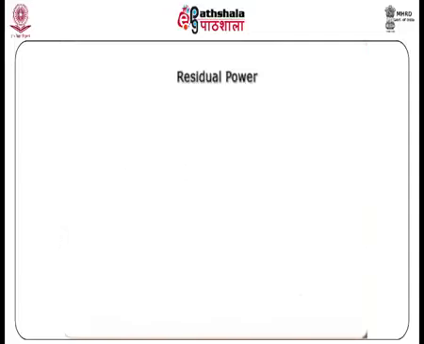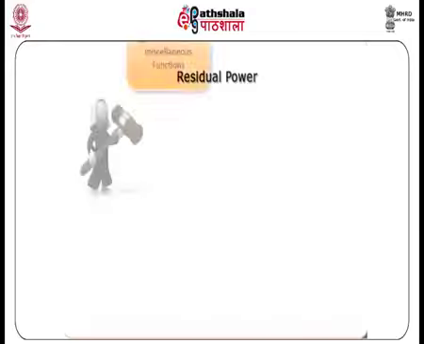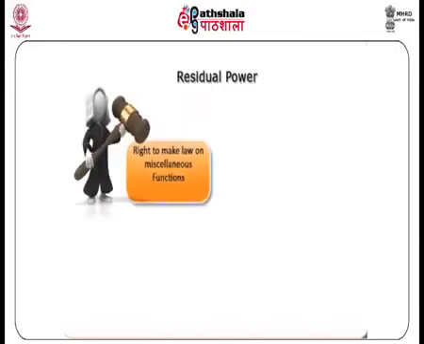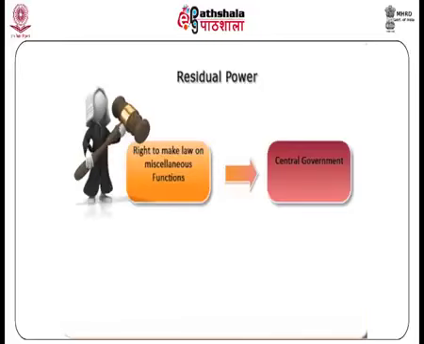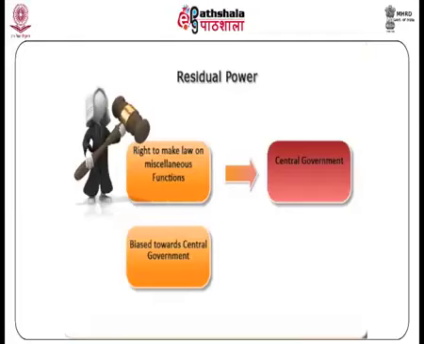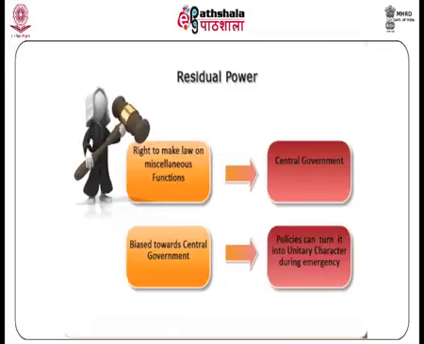Apart from the powers mentioned in these three lists, there is also a list of miscellaneous functions, and the right to make laws on these subjects is called residuary power. This power is with the central government. It needs to be mentioned here that though there is the presence of a federal structure and a clear division of powers along with an independent judiciary, yet there is a strong bias towards making the central government more powerful than the state government. The polity of India can turn into a complete unitary character during emergency on the ground of failure of the constitutional machinery, and during such a situation, the union government becomes all-powerful.